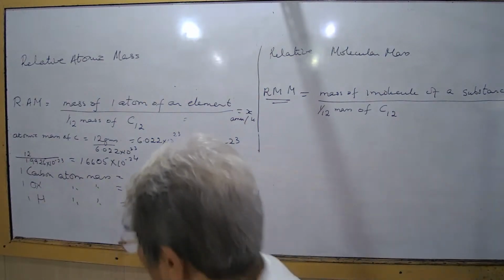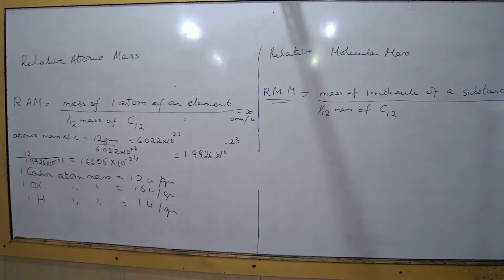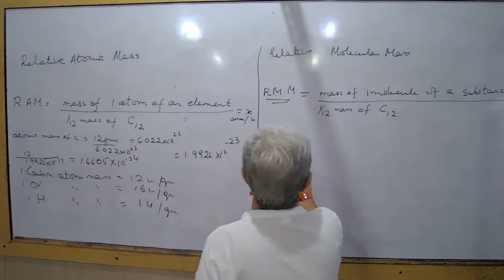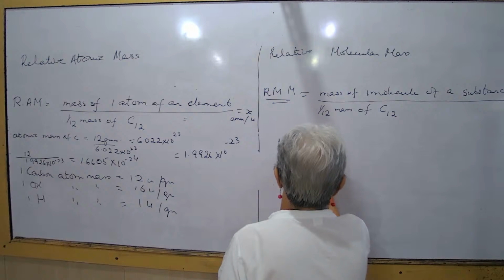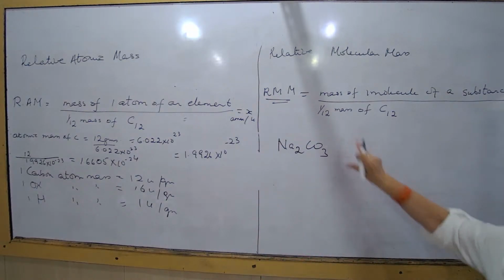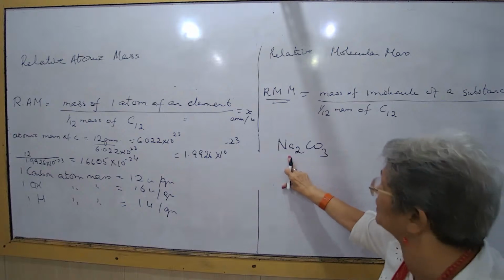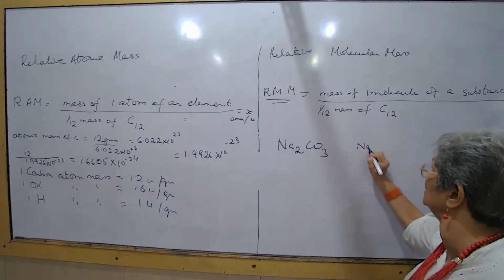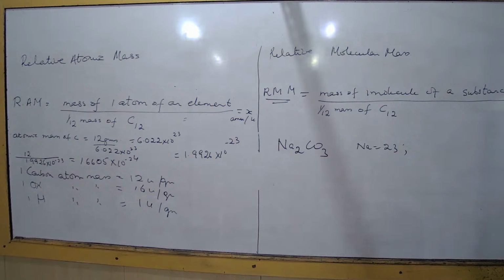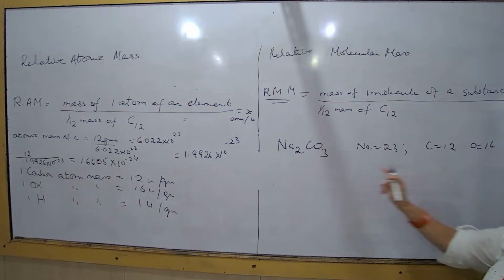For example, I ask you to give me the molecular weight of, say, sodium carbonate. This is the molecule, yes or no? Give me the molecular weight. Sodium is what? I will tell you that sodium is 23. I will give that to you in the problem. Sodium is 23. Carbon is 12. Oxygen is 16. Correct? So now how do we find it?